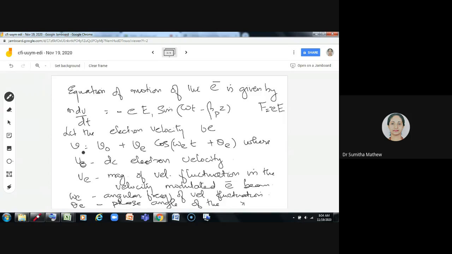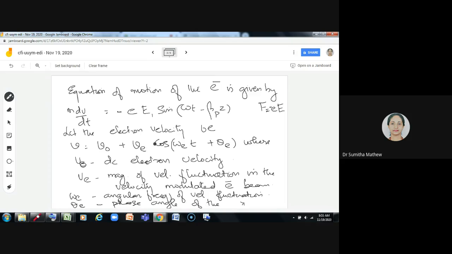What is that? V is equal to V0 plus VE into cos (omega E t plus theta E). How did we get that? This is the sum of the DC electron velocity V0 plus that variation. You know, velocity is getting modulated, isn't it? So you have the DC electron velocity component plus that sinusoidally varying component. So it's a total AC term. This is the equation for the velocity modulation, which we have learnt earlier. While learning Klystron, we derived this.